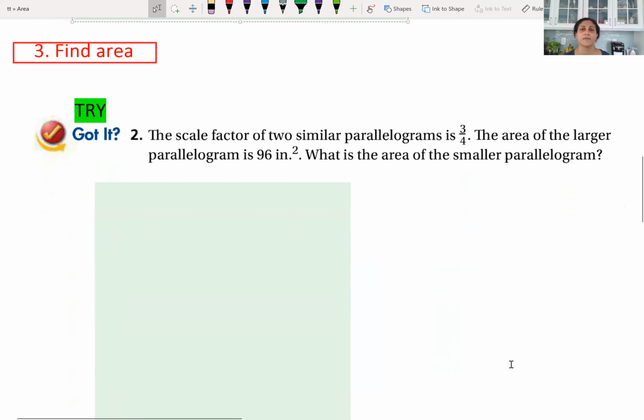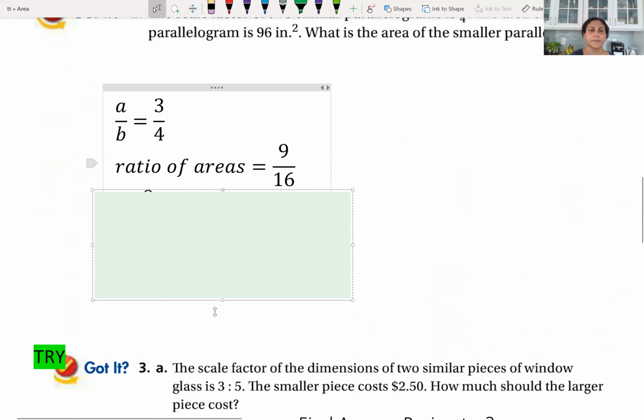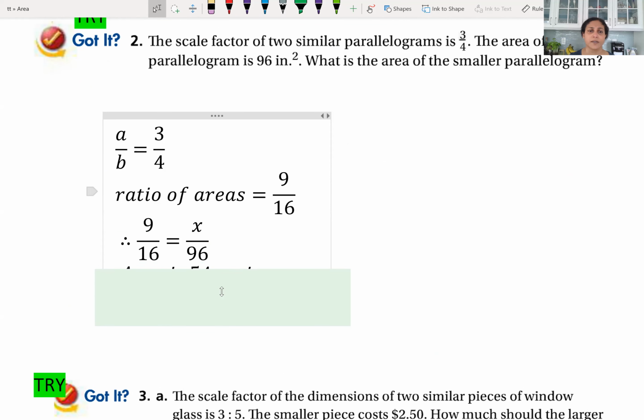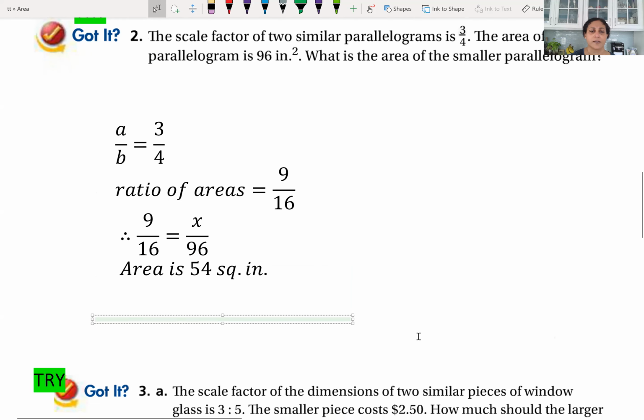It says that the scale factor of two similar polygons is 3/4, and the area of the larger is 96. What is the area of the smaller? I want you to try it, and now I'm going to reveal. If A over B is 3/4, then the ratio of the areas is 9/16. And since one of the areas is already given as 96, you set up a proportion and you solve. Make sure you answer with the proper units, which is square inches.